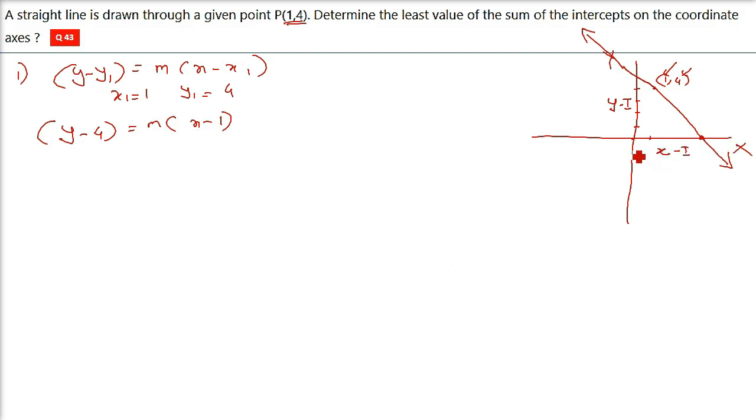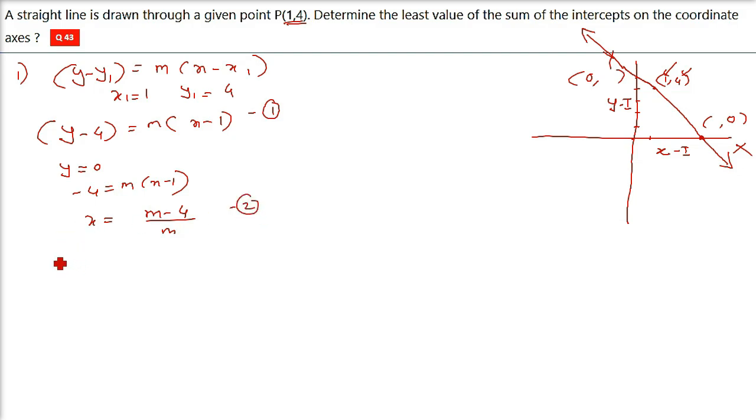X-intercept is basically a distance from (0, 0). We know that on the x-axis y is 0, and on the y-axis x is 0. So I am just placing 0 wherever it applies. For the y-intercept x has to be kept 0, and for the x-intercept y has to be equated to 0. So that's what we are doing right now. y is equal to 0. So this is negative 4 equals m(x minus 1). Just put y equals 0. So you have a relationship of x and m. Call it equation 1, means give it a number.